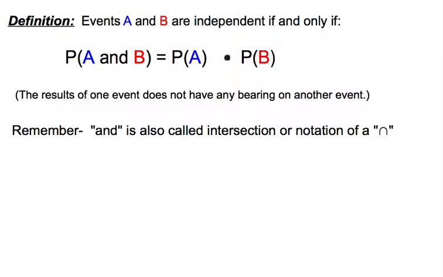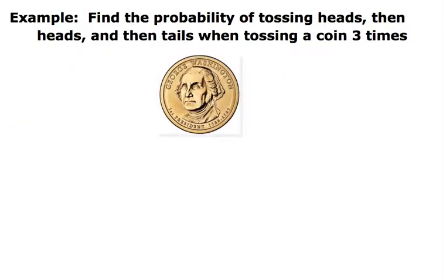All right, so let's go ahead and figure out this definition. This definition is an equation that we're going to see over and over again. The probability of A and B, if they are independent, one does not depend on the other. You just go ahead and multiply the two probabilities together. All right, so here's that coin.